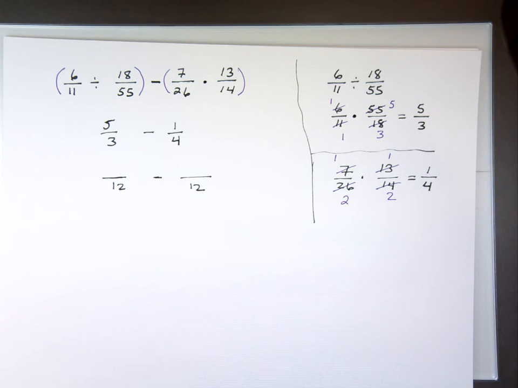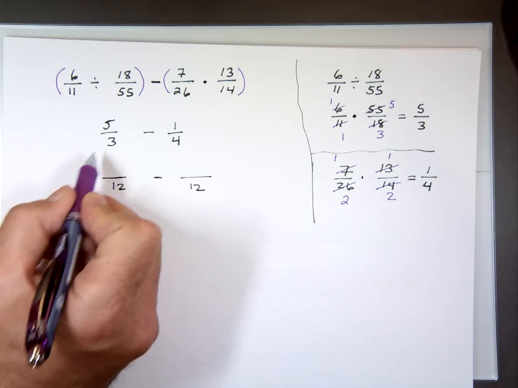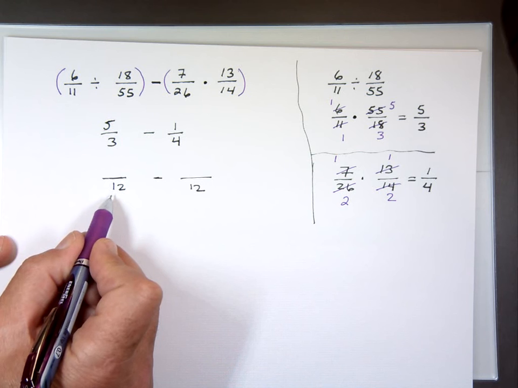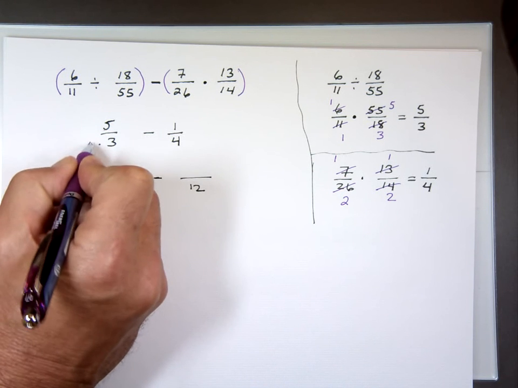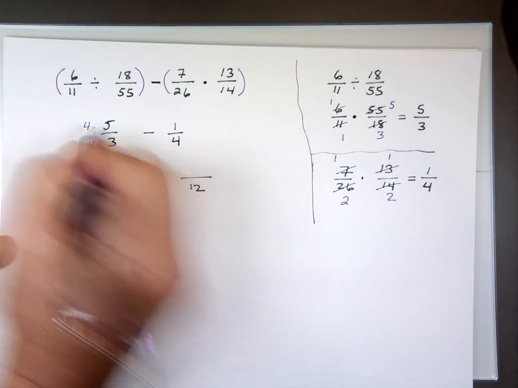So now we're combining 2 or 3 ideas together. I like these problems a lot. So you have to multiply the 3 by what to make it 12? By 4, which means multiply the top by 4. 4 times 5? 20.